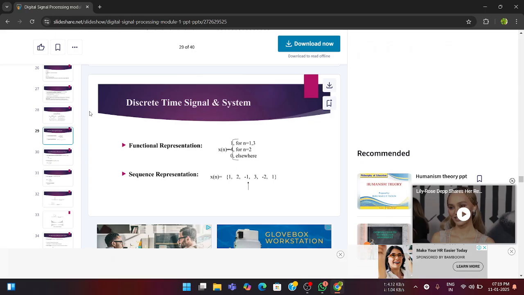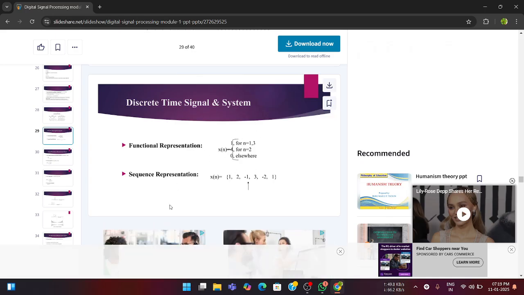Functional representation of a discrete time signal: one function would be given, and for that the values of samples would vary with respect to the change in n. In this way the functional representation takes place.